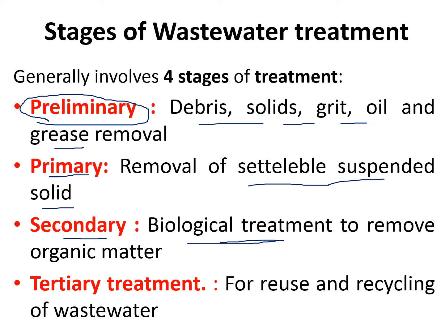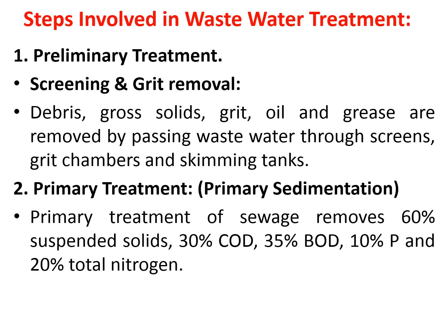Next is secondary. Secondary treatment generally involves biological treatment to remove organic matter. Here in the secondary treatment, our major focus is the removal of biodegradable organic matter, and here the use of biological agencies or microorganisms will come. Next is tertiary treatment. In the tertiary treatment, it's the advanced treatment. If you want to reuse and recycle your wastewater, then only do you have to go for tertiary treatment. Here we will learn all the steps involved in this wastewater treatment plant. That is preliminary treatment: generally a screen chamber and grit chamber are used for removal of debris, suspended solids, grit, oil, grease, etc.